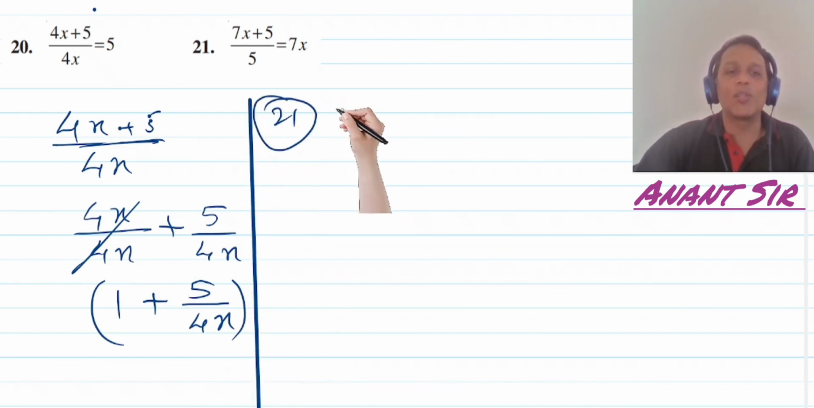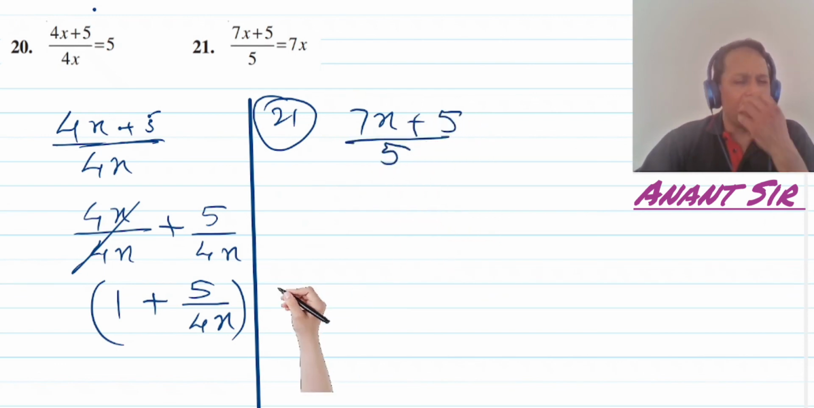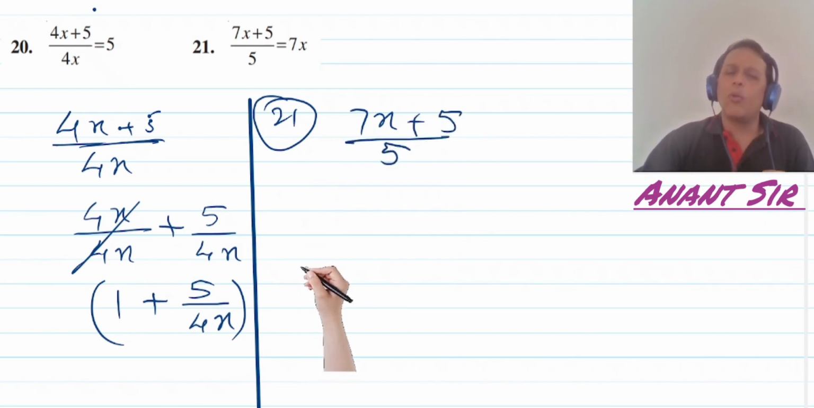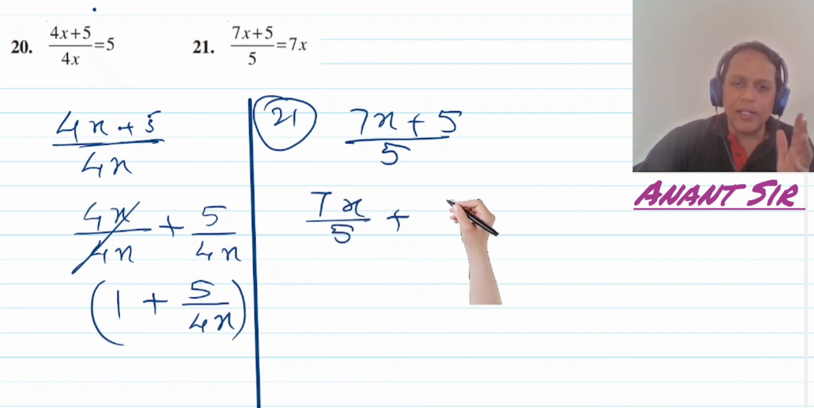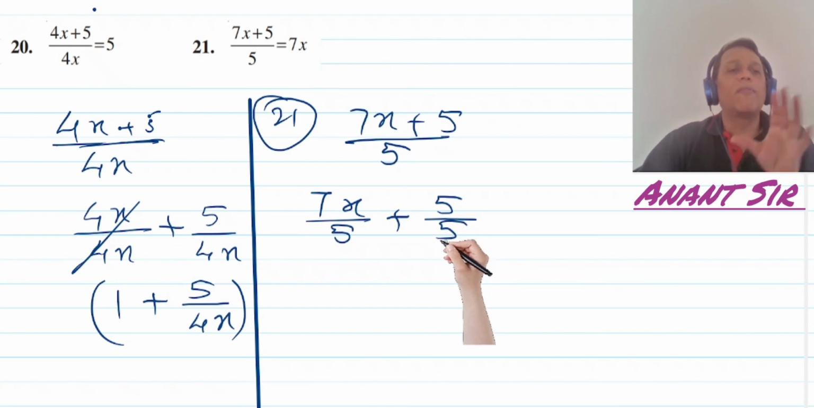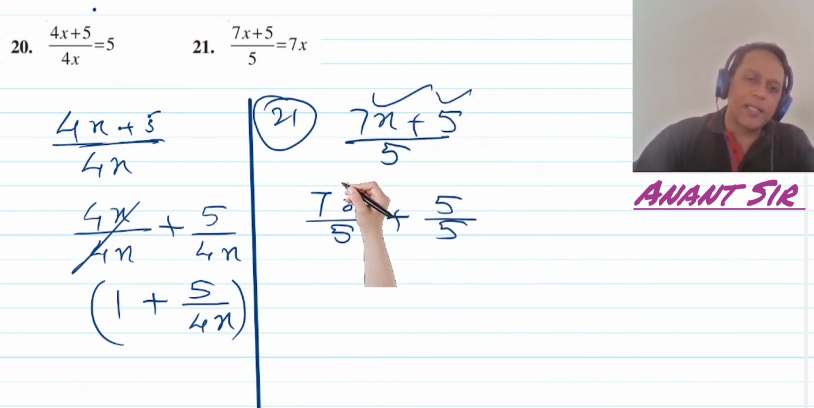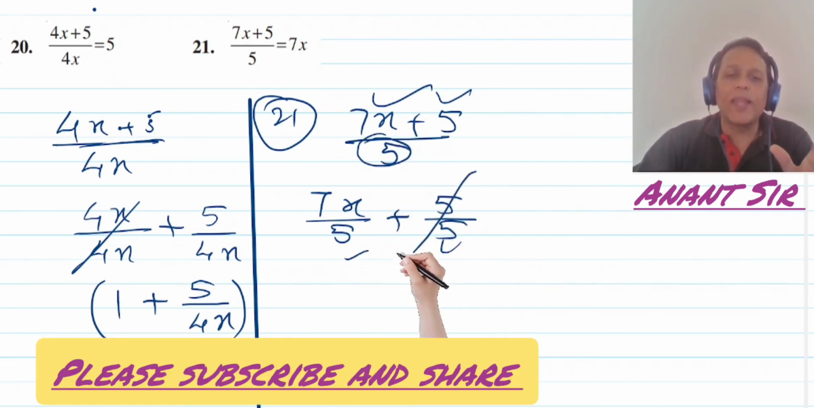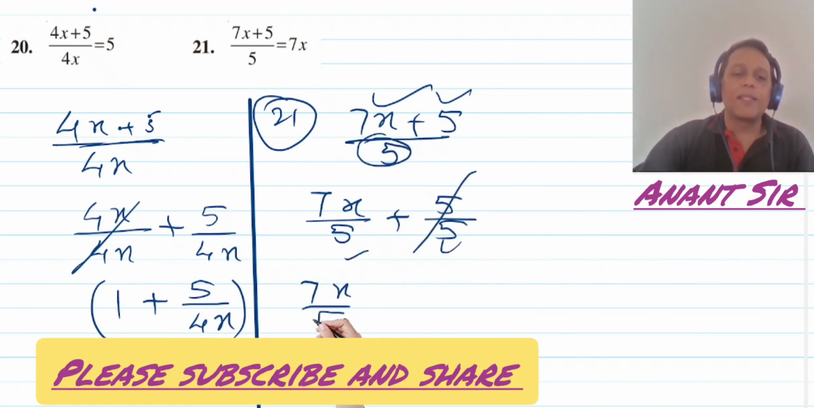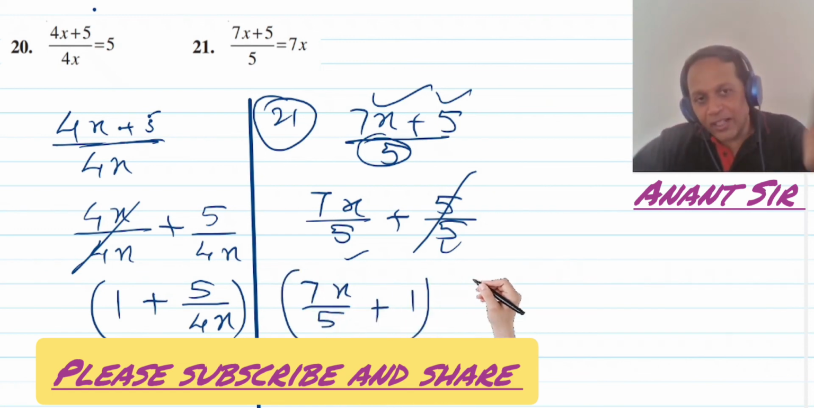Now we go to question number 21. 7x plus 5 by 5. If there is only one term in the denominator, it becomes very easy to solve. We just have to separate the numerators and write the denominator with each of them as it is. So 7x plus 5 is separated as 7x and plus 5, and write this 5 in both the denominators. This 5 gets cancelled here. It remains 7x by 5 plus 1 is the answer.